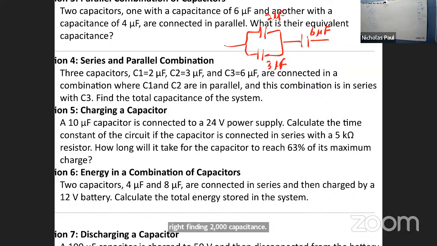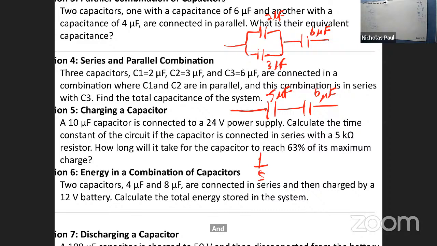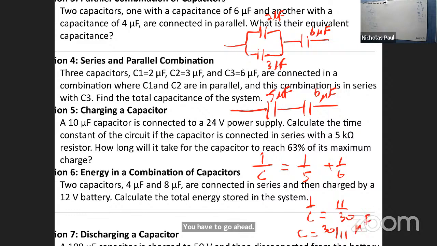What we have to do is add up the two in parallel, so that'll be 5. And then 1 over C is what? That's 1 over 5 plus 1 over 6, which is 11 over 30. Flip it over, because it's 1 on C, so it's 30 over 11.